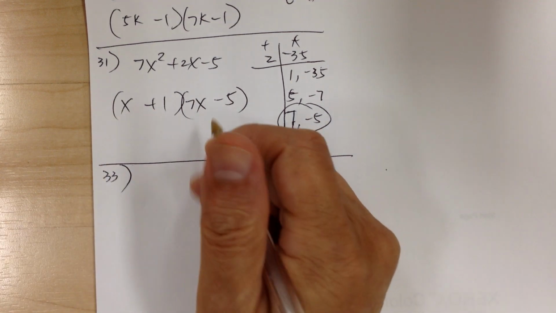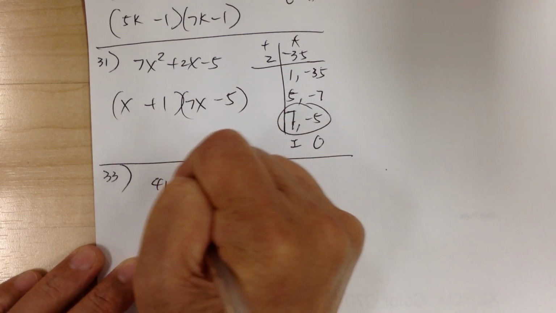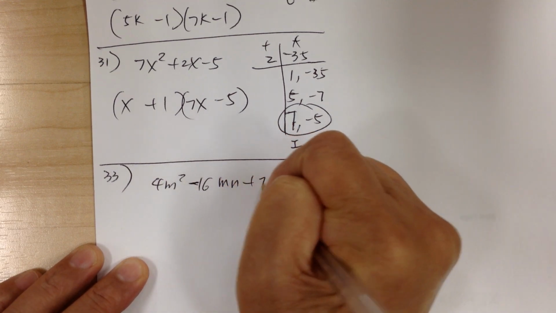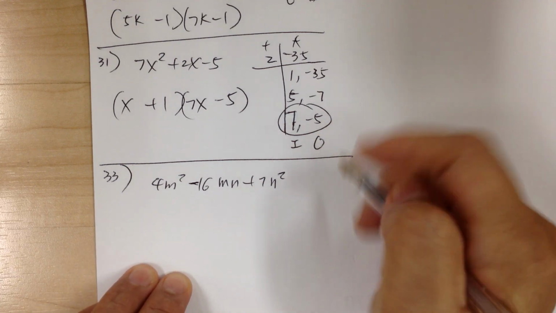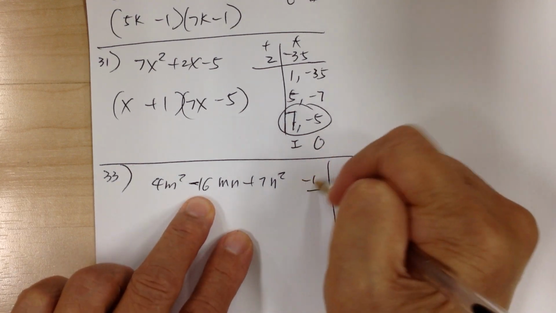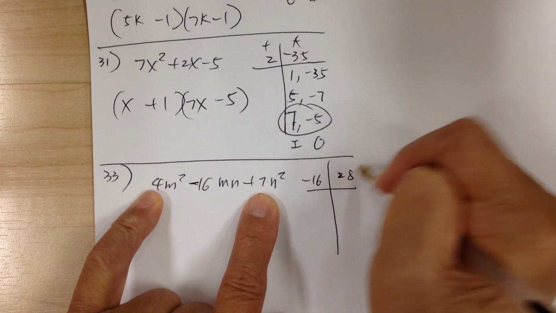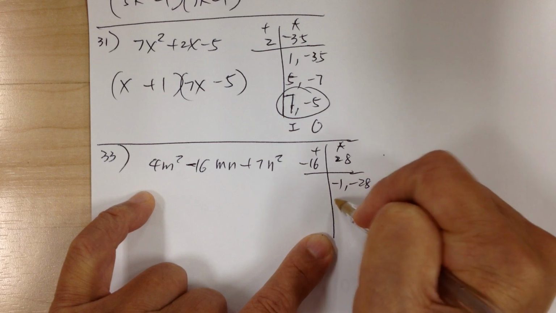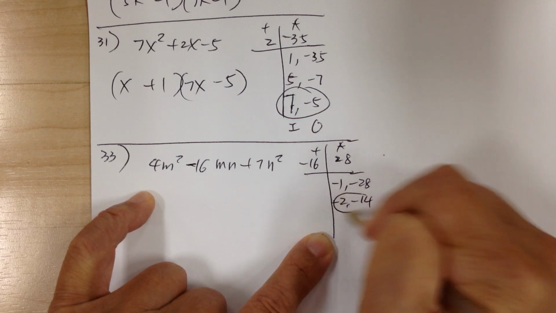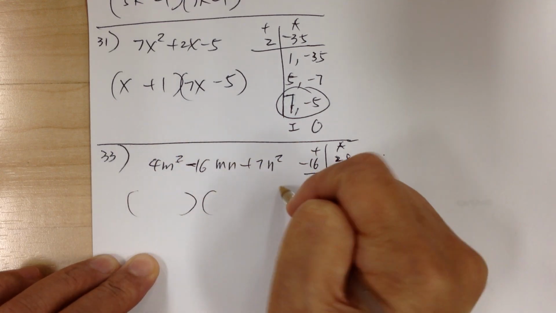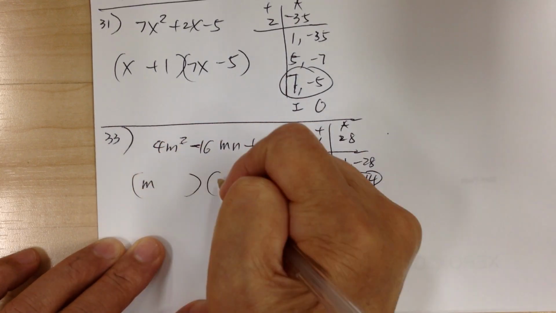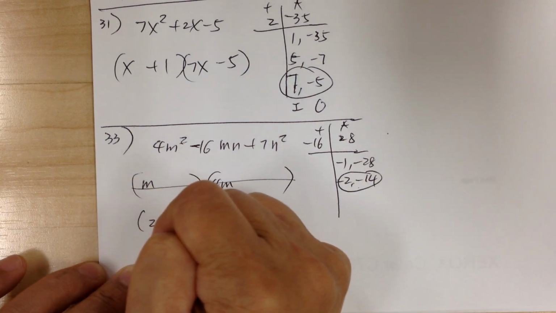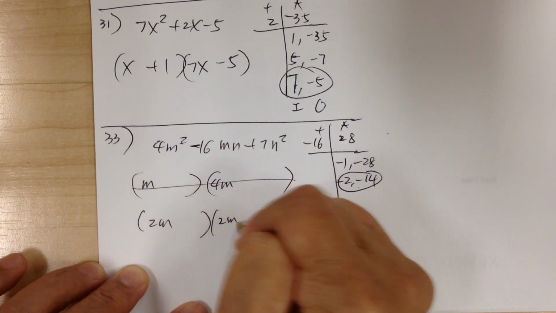Okay, 33. You got 4m squared minus 16mn plus 7n squared. Okay, so get -16 and 28. So you can start with -1, -28, -2, -14, and that's it. Okay. So if you try m and 4m, it's not going to work. None of this is a multiple of 4. So you go 2m and 2m.